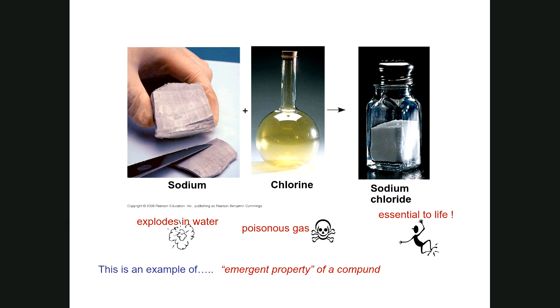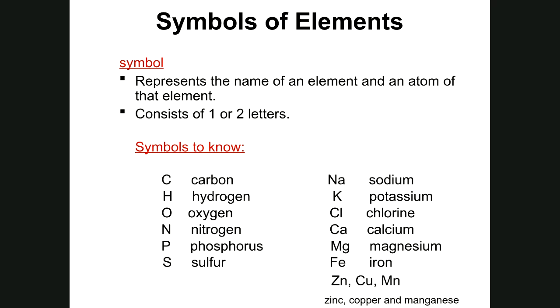So this is a list of the elements that I want you to memorize their chemical symbols. Carbon is C, hydrogen is H, oxygen is O, nitrogen is N, phosphorus is P, sulfur is S, sodium is Na, potassium is K, chlorine is Cl, calcium is Ca, magnesium is Mg, iron is Fe.